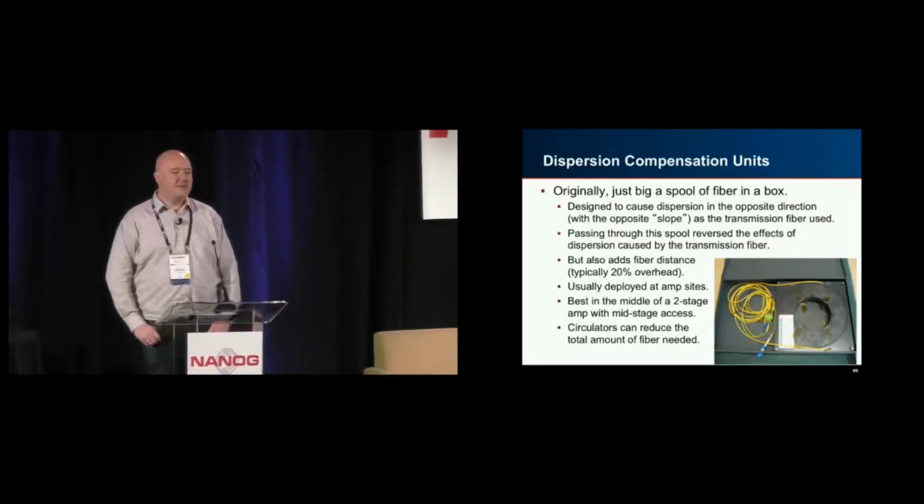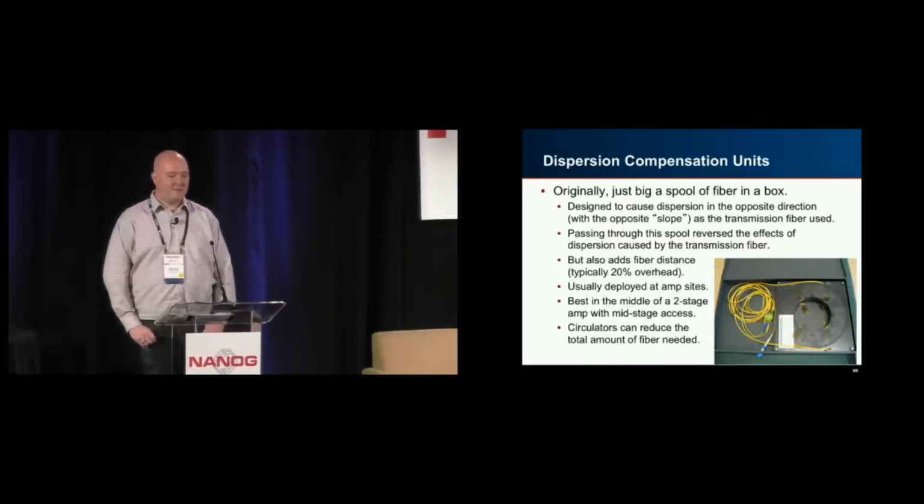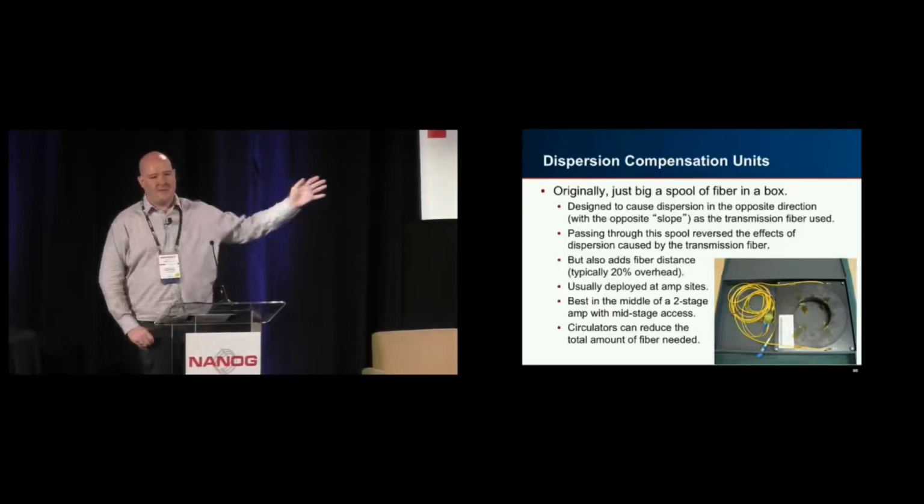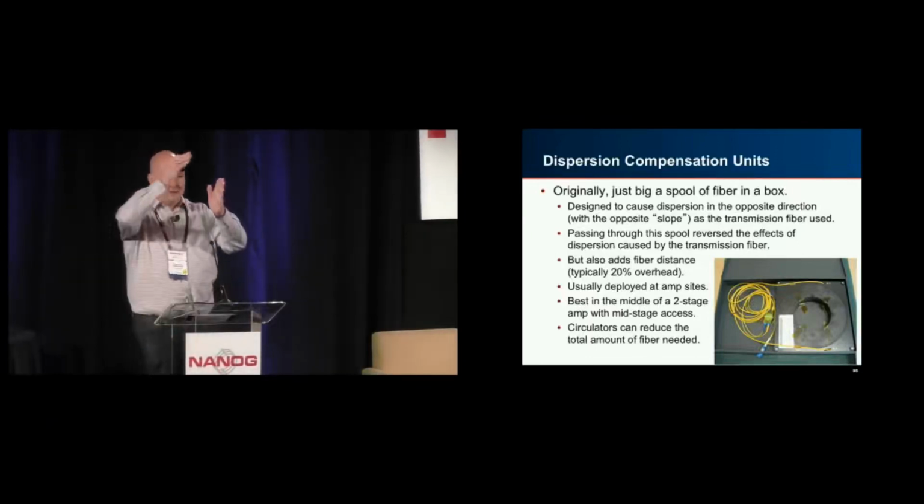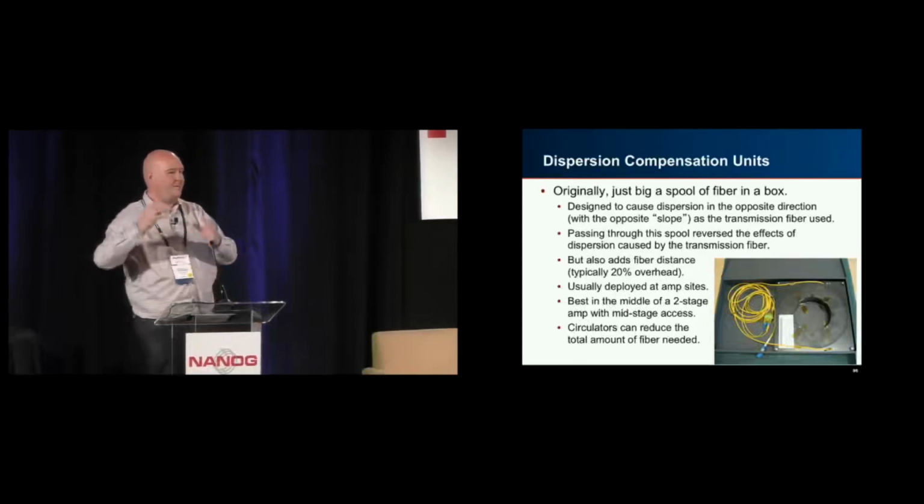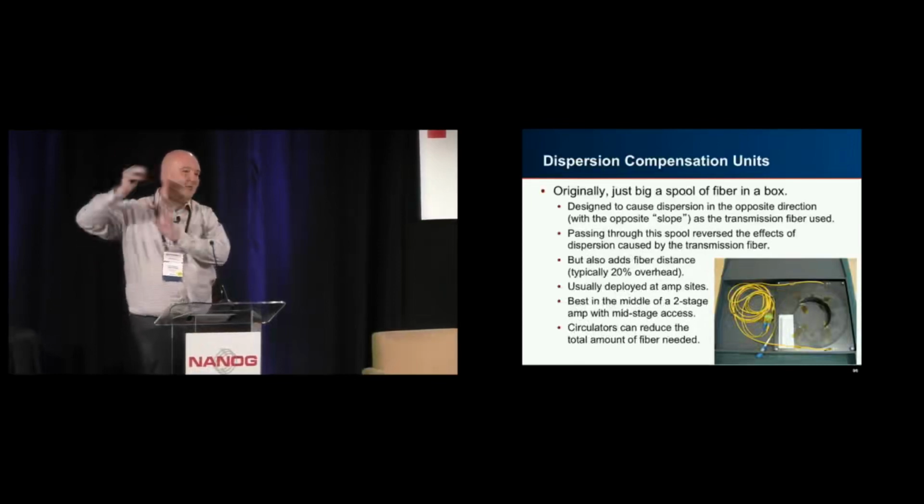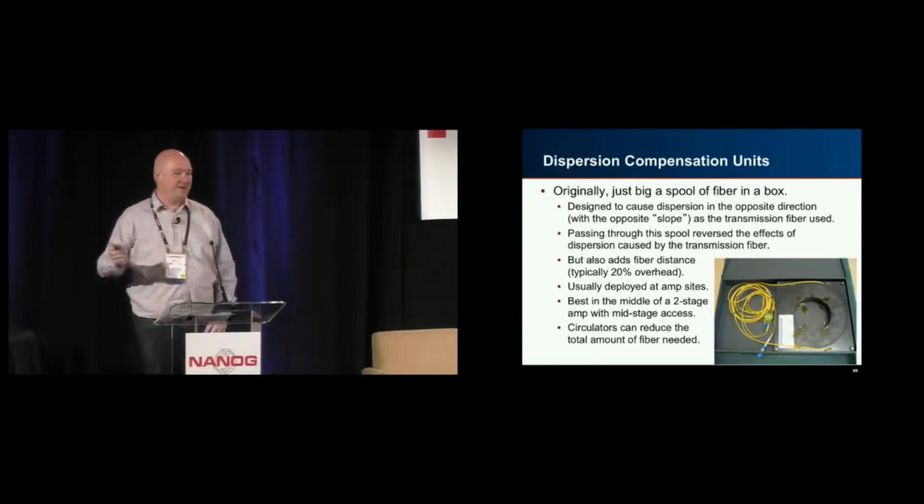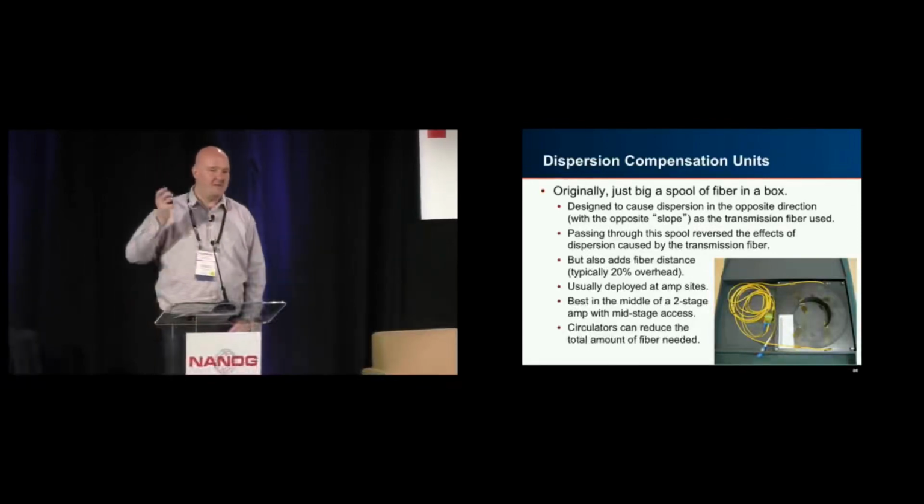But you tended to see these deployed at amp sites, and the best place to put it is in the middle of a two-stage amp with what's called mid-stage access. You want your first amp to take a pass at it and make the signal brighter. Then you can incur some more loss going through this, but you haven't let the signal get low. You've made it brighter before you dropped it, and then you make it brighter again when it comes out of it. And you use circulators to reduce the amount of fiber that's needed and all of that.